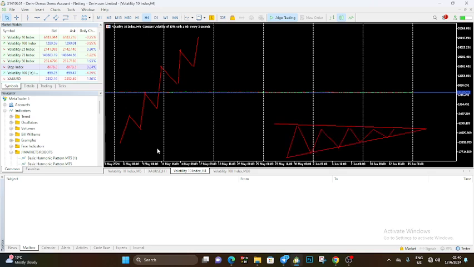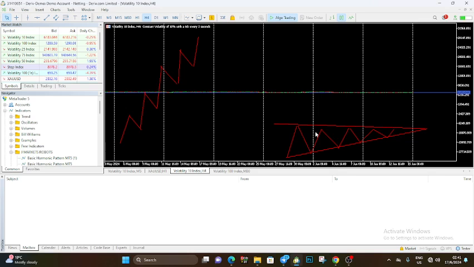So when you are buying, this is what we call an ascending triangle. As you can see, it's ascending because these highs are higher than the previous ones. Higher highs, higher highs, higher highs. So how do you trade this one? You want this horizontal line to be breached so that you can just catch the bullish move, right?